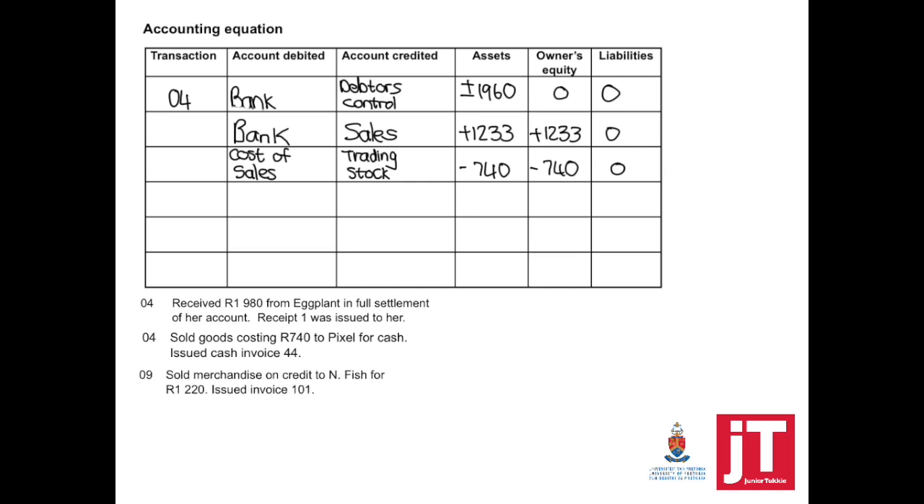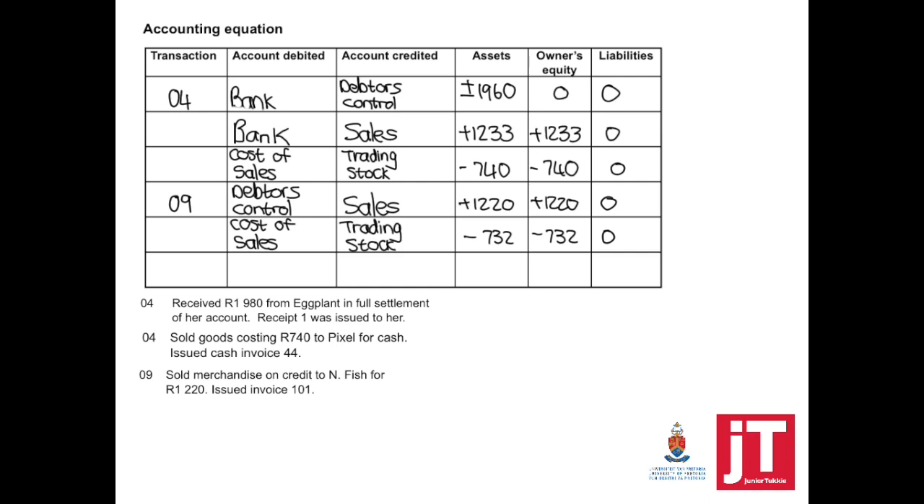Then we've got Day 9, sold merchandise on credit to N Fish for 1,220. So when we're selling on credit, the selling price goes into debtors control and sales. The cost of sales and trading stock. So to show the selling price, account debited, debtors control, account credited, sales, plus 1,220, plus 1,220. To show the cost, cost of sales is debited, account credited, trading stock, assets minus 732, owner's equity minus 732. Nothing happened with your liabilities.